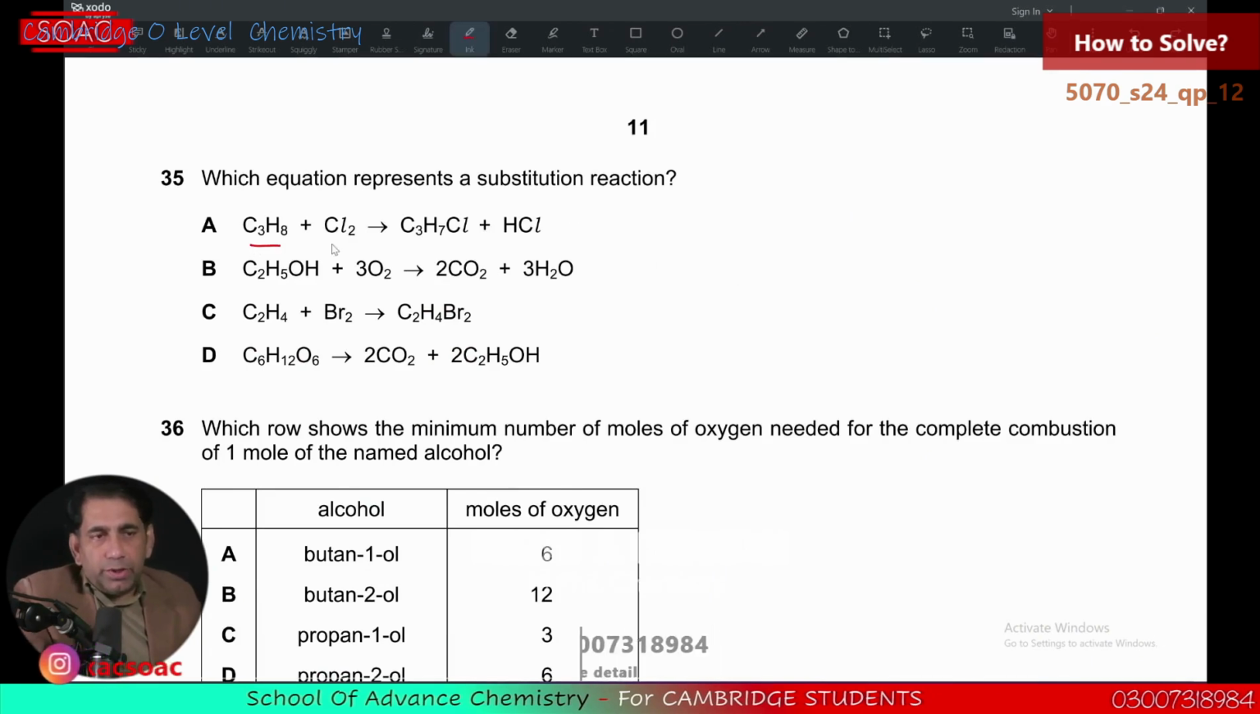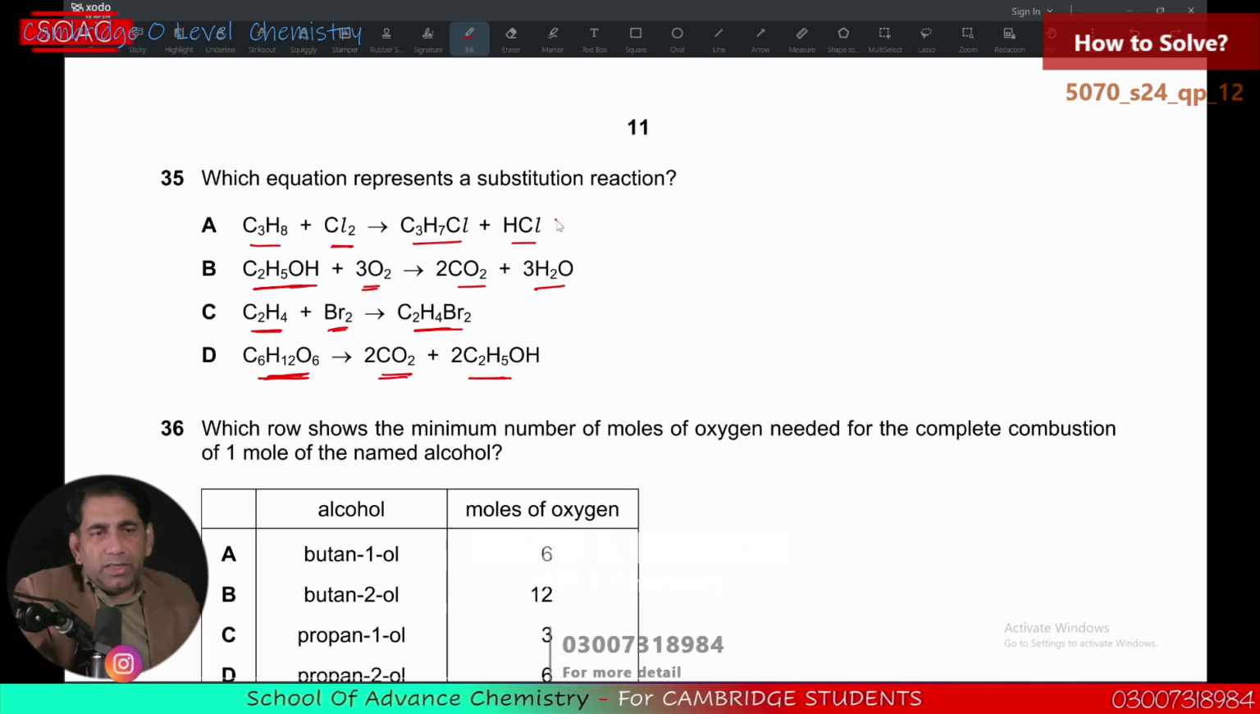And this alkane is going to react with Cl2 halogen to make this compound. Here is the OH group, alcohol is going to oxidize to make CO2 and H2O. In C option, C2H4 is going to react with Br2 to make a single compound, and in this case this is the glucose, and it is going to change into CO2 and H2O.